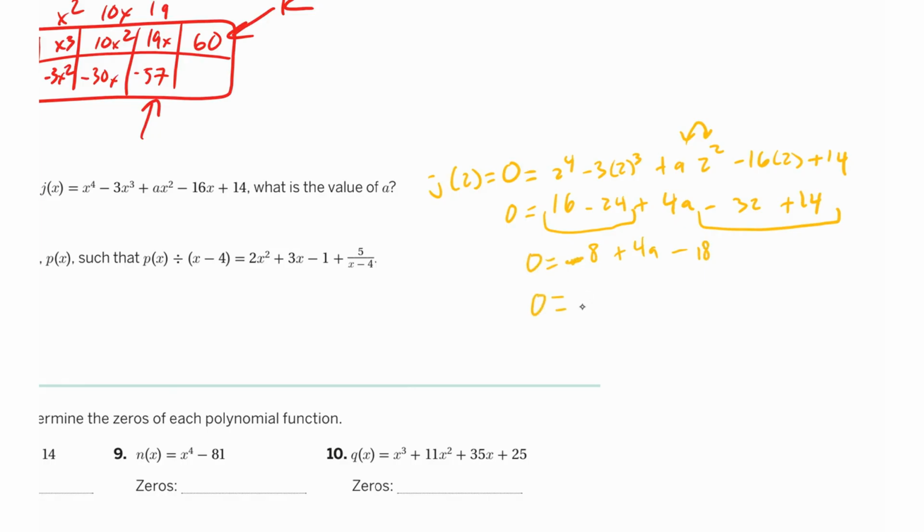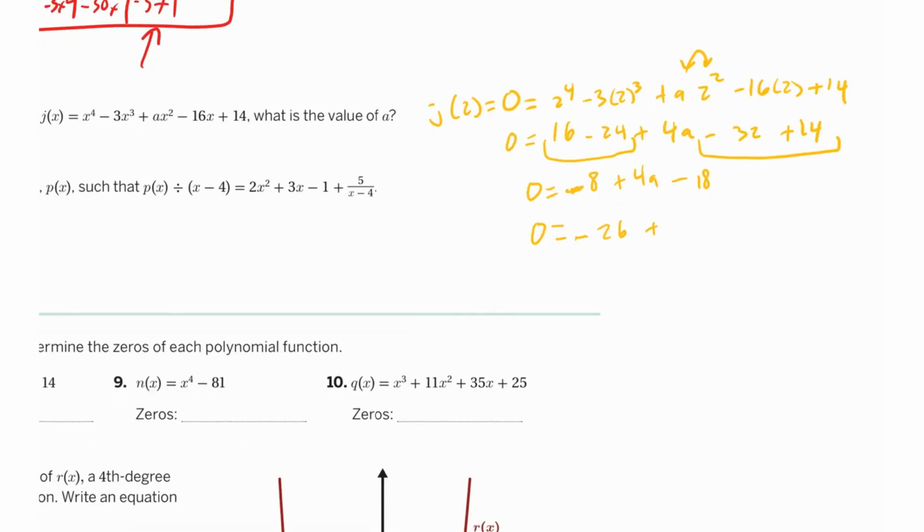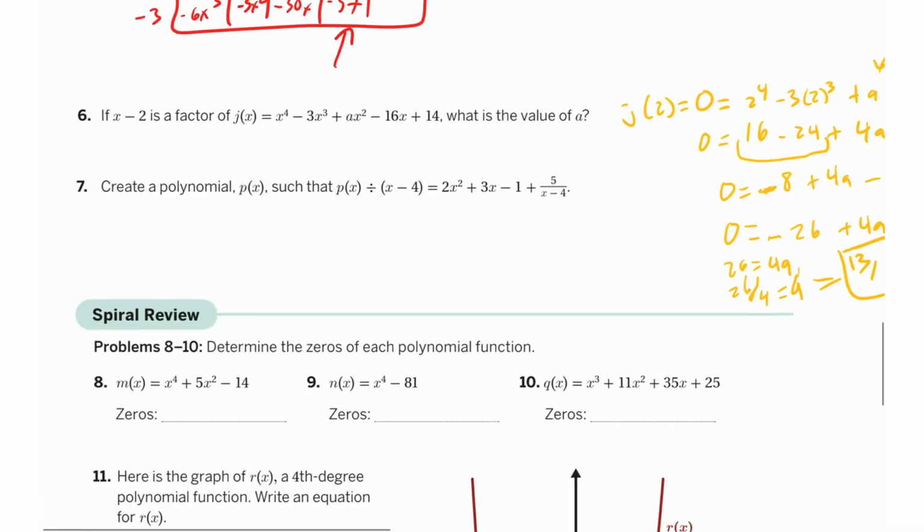Combine like terms to get negative 26. Oh man, this is also going to be an ugly number. Plus 4a. Add 26 over to this side. Divide both sides by 4. So I get a is equal to 26 over 4 or 13 over 2, which is not the prettiest answer, but definitely what we got.